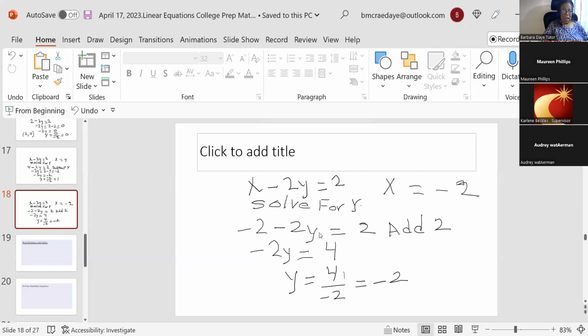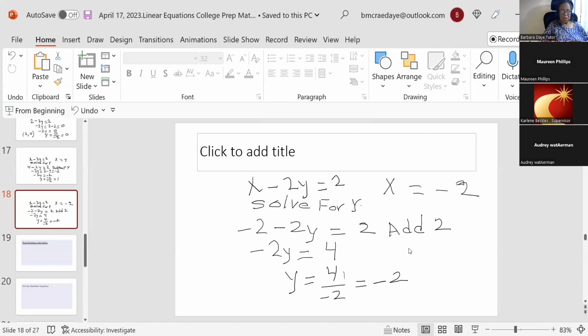Now, what did I do with the 2? The negative 2 times the negative 2 gives plus 4. Remember, Audrey, like signs give you plus, whether they're negative or positive. Negative times negative gives plus. Plus times plus gives plus. Remember, I gave you those rules? That's how we do it.